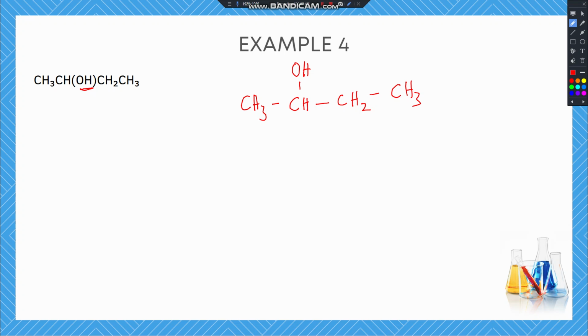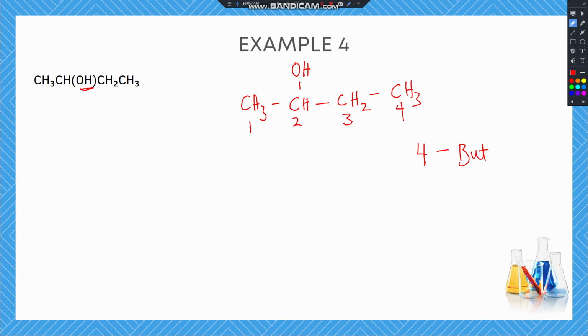All right, so now that we have everything in place, the first thing we want to do is to identify the parent name. And how do we do that? We count the number of carbon atoms that are in the longest chain. So we have 1 carbon atom, 2 carbon atoms, 3 carbon atoms, 4 carbon atoms. 4 carbon atoms tells us that we use the parent name BUT.